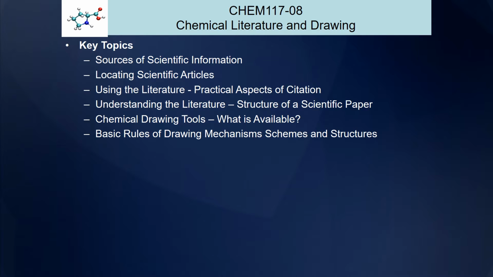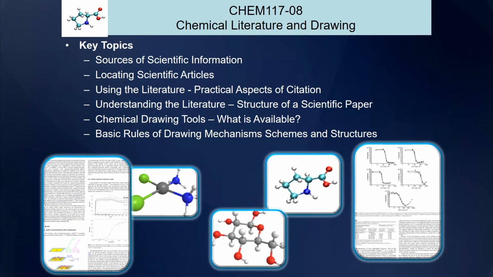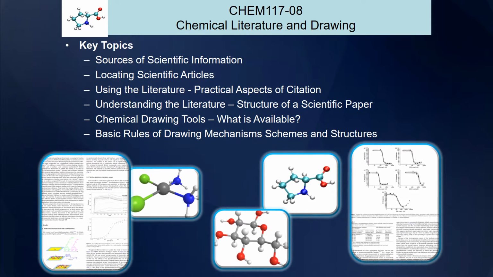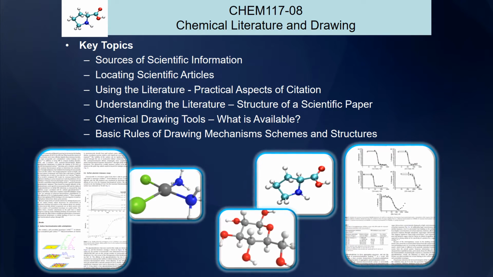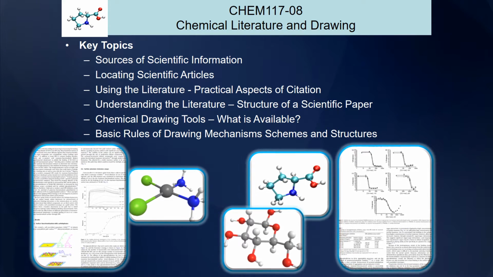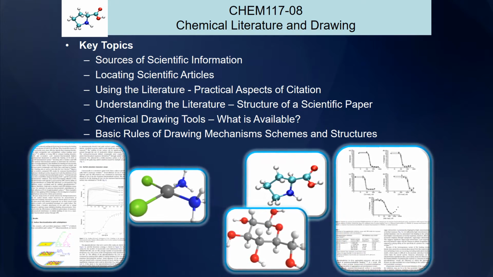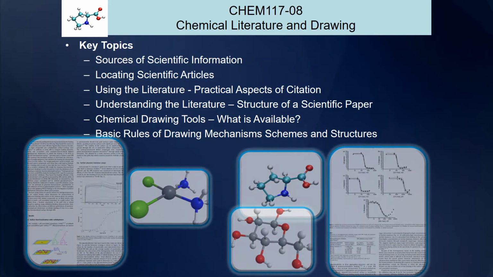So some key topics for this week include, we're going to talk about sources of scientific information. We're going to talk about how we locate scientific articles using the internet, and how we can use those articles when we're writing papers of our own. Then we'll move on to talking about chemical drawing and some tools that are available to us. And finally, we'll go over some basic rules of drawing mechanisms, schemes, structures, and those sorts of things.